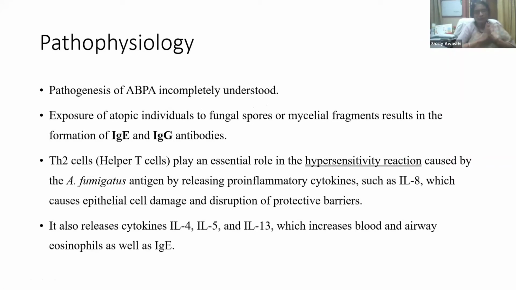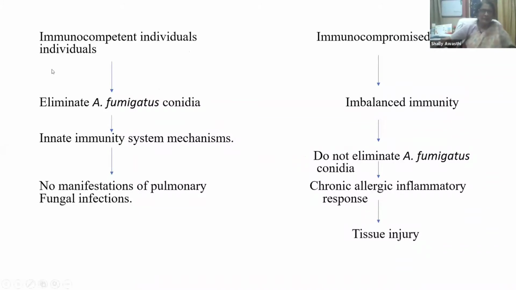So what is the pathophysiology? First of all, it is incompletely understood. When atopic individuals are exposed to fungal spores or mycelial fragments, this results in formation of IgE and IgG antibodies. T helper cells play an essential role in the hypersensitivity reaction caused by AF antigen by releasing pro-inflammatory cytokines such as IL-8, which causes epithelial damage and disruption of protective barriers in the lung. There is also release of IL-4, IL-5, IL-13, which increase airway eosinophils as well as IgE. Now here's a small diagram we have made.